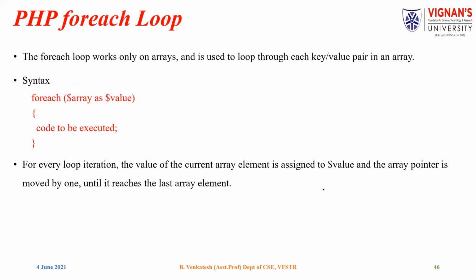Then the foreach loop. This one is a new thing which is not there in the general C programming language, okay. It is going to be used for array types. It is going to work only on arrays, okay. We'll come to arrays in further topics. For the time being, we'll see how it is used in a foreach loop, okay.